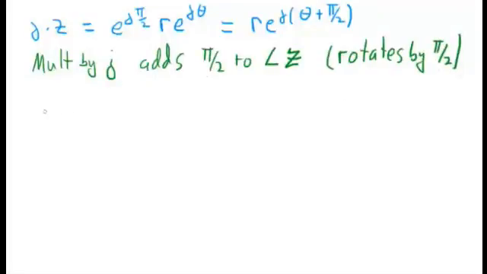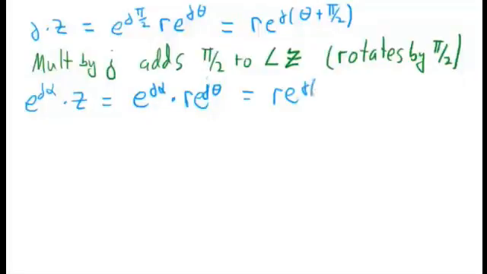What happens if we multiply by an arbitrary e to the j alpha times z? Well, in polar coordinates, that's e to the j alpha times r e to the j theta, which is r e to the j theta plus alpha. In other words, it leaves the magnitude unchanged and it adds alpha to the angle of z.